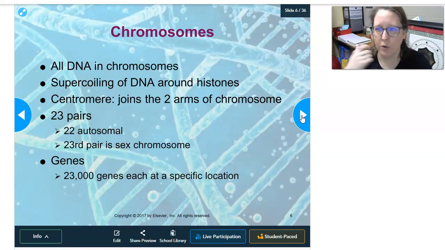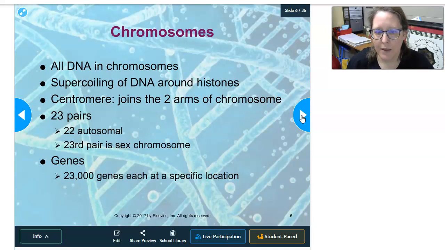There's the P arm and the Q arm of the chromosomes, joined in the middle by the centromeres. There are 23 pairs of chromosomes. 22 of them are the autosomal ones, and the 23rd pair is the sex chromosome. For the first pair, chromosome 1, you have one chromosome from mom and the other from dad. Then for chromosome 2, you get one from mom, one from dad, et cetera, and then your 23rd is your XY or XX chromosome.